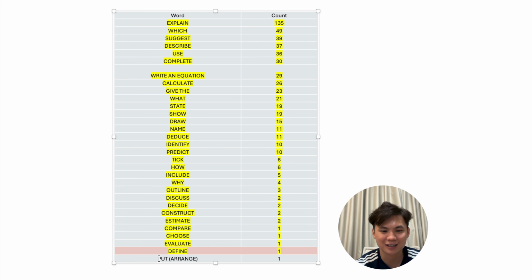And lastly, put and arrange. So put certain things in order. It's like tick, it's like complete in the front. Pretty simple, nothing much going on around here.